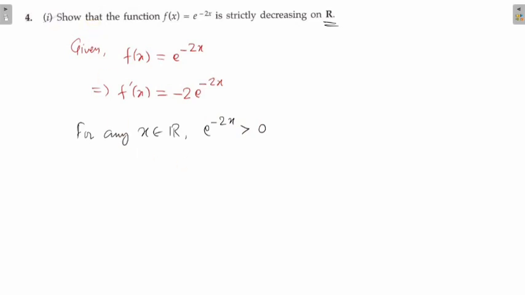So therefore, we can say that f dash of x is always negative because of minus 2. Okay, so therefore f is strictly decreasing on the real line R. Pause the video and note down the solution.